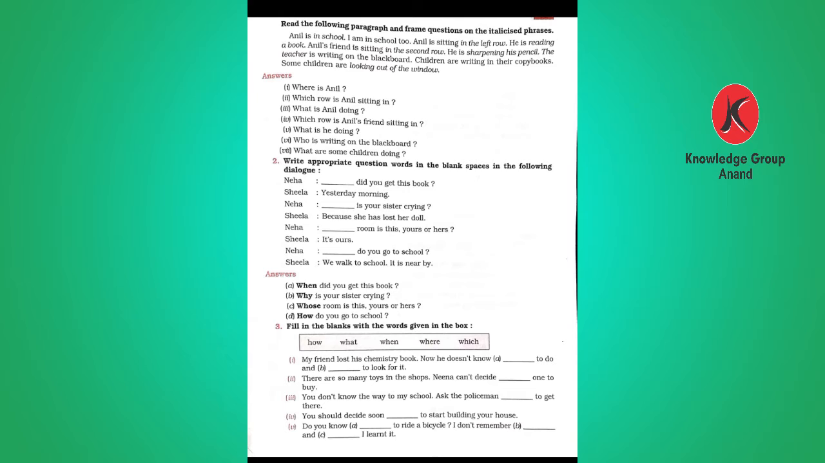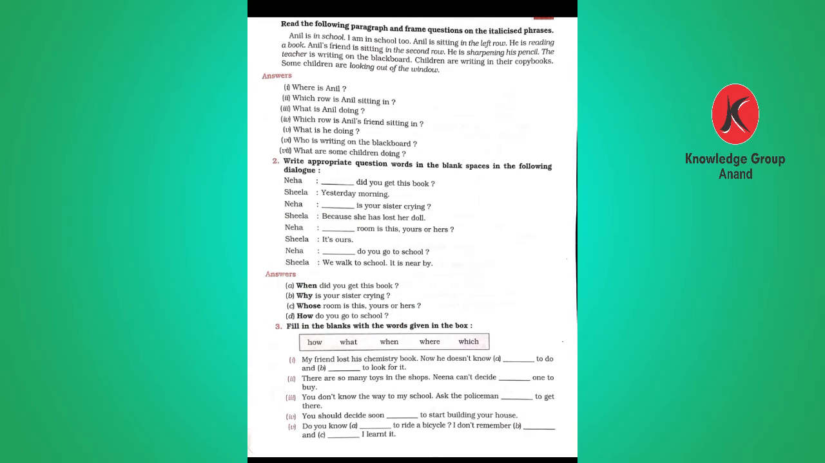So, what did you get this? When did you get this book? Sheila says, "Yesterday morning." Neha says, "Why is your sister crying?" Sheila says, "Because she has lost her doll." Neha says, "Whose room is this, yours or hers?" Sheila says, "It's ours." Neha says, "How do you go to school?" Sheila says, "We walk to school. It is nearby." So, dear students, the answers to these questions are given here.